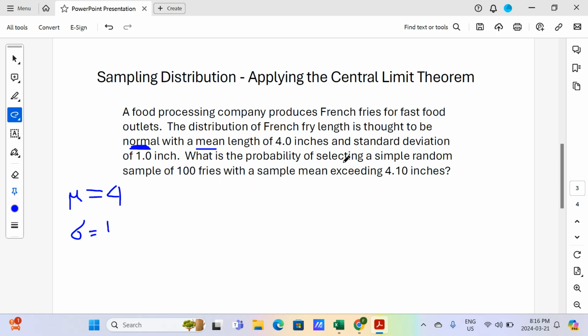And I'm looking for the probability of selecting a simple random sample of 100. Look at here, I have a sample size of 100. The question says, what is the probability of selecting a random sample of 100 rows with a sample mean, x bar, exceeding 4.1? Look at here, I'm looking for this probability, P of x bar, the sample mean, exceeding, more than 4.1. I'm looking for a probability for the sample mean x bar.